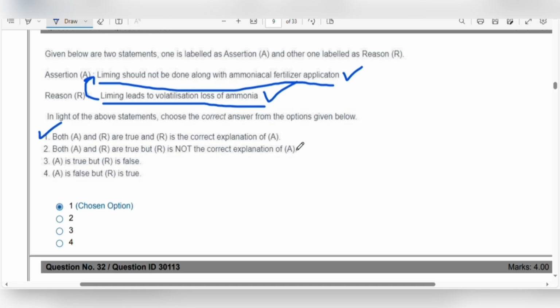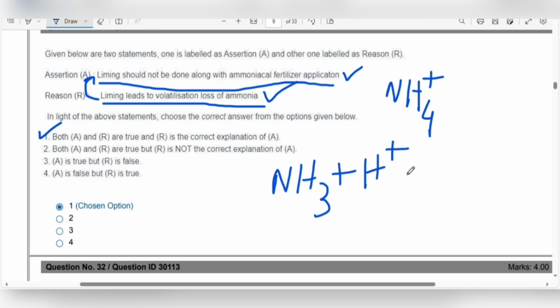Now you might ask why it happens. Nothing to worry about, it's very easy. Ammoniacal fertilizer contains nitrogen in the form of ammonium. Correct? This is the ammonium ion. And how does it get converted to ammonia? This is ammonia, NH3 plus H+, and it is a two-way reaction forming NH4+. We know Le Chatelier's principle and the shifting of equilibrium, I think you all know that. So here you can see that H+ is on the left side of the reaction.